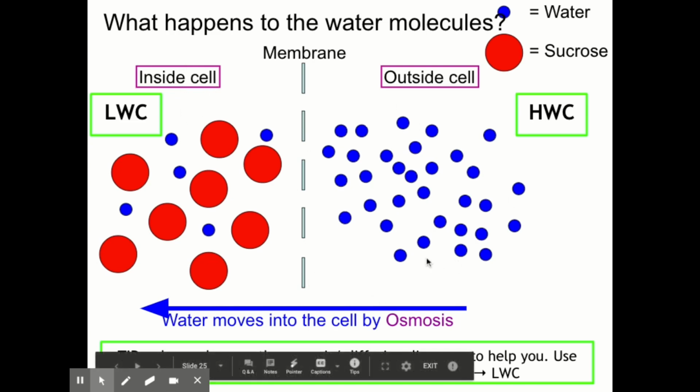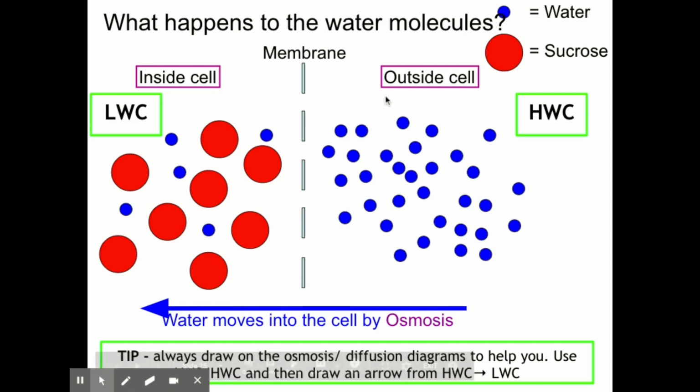Now, instead of saying from right to left, we can use inside and outside because they've told us where that is in this example. So we would say water would move into the cell by osmosis. So my top tip for these is always draw on the diagrams to help you, whether this is on a piece of paper at the moment if you're learning from online, or on the actual exam paper or test paper.